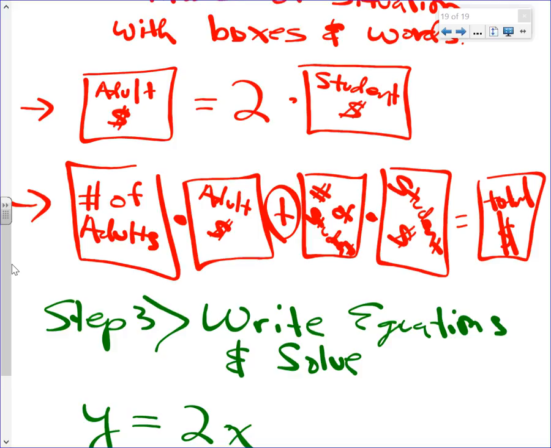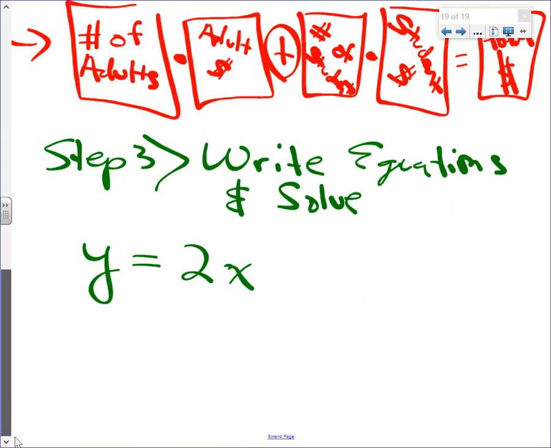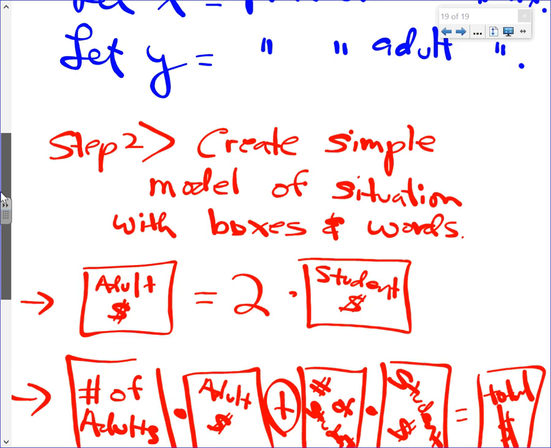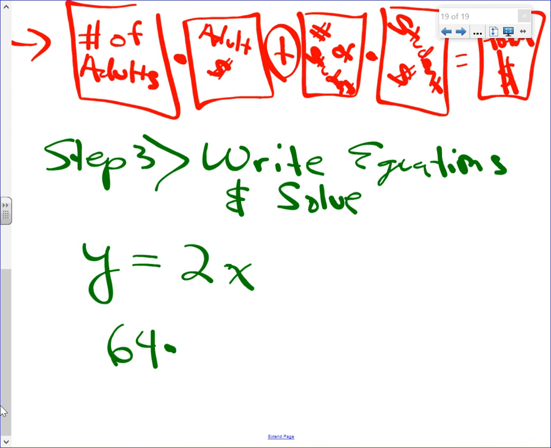Number of adults. How many adults showed up to the play? Nice. That comes from the word problem. Look, a total of 64 adult tickets were sold. So let me write 64. So I'm on the second equation now. 64 times the adult price. The adult price, we allowed y to be the adult price. So 64 times y. I'll just put 64y.